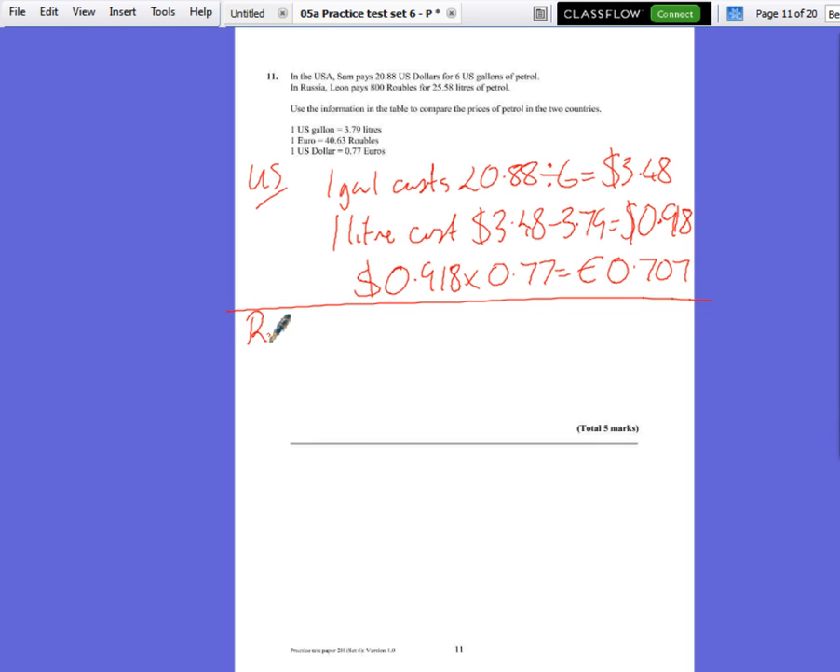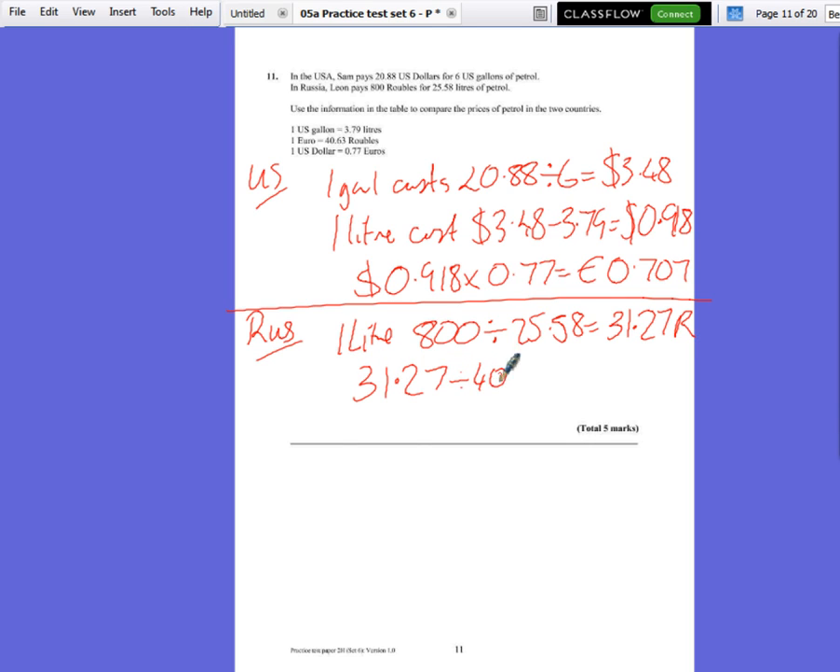In Russia, 1 litre is 800 divided by 25.58, which will give us 31.27 rubles. 31.27 divided by 40.63 would convert that into euros for us. So in euros, that would be 0.769. So we can see that it's cheaper in the USA.